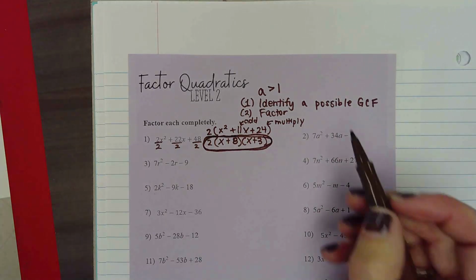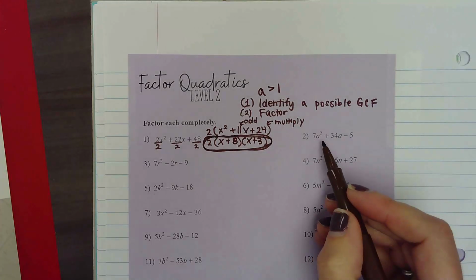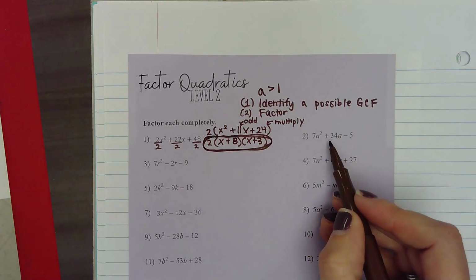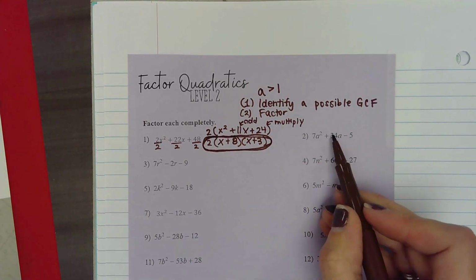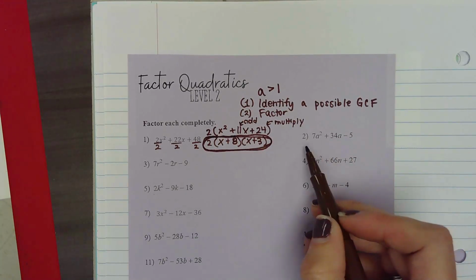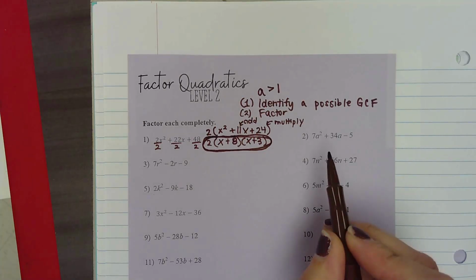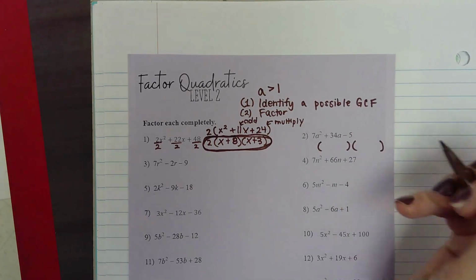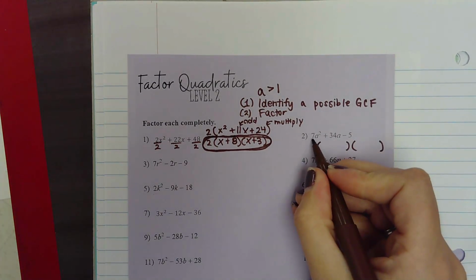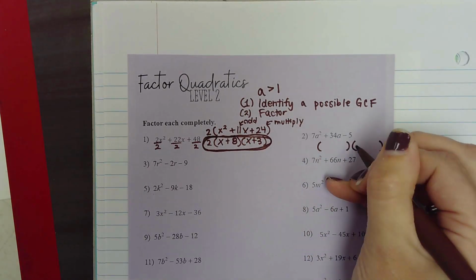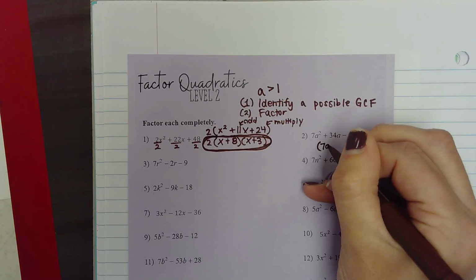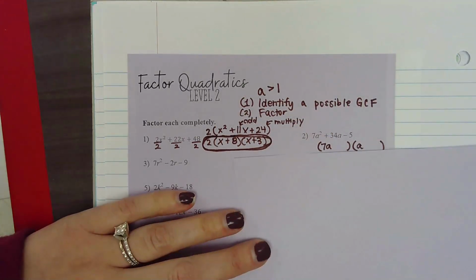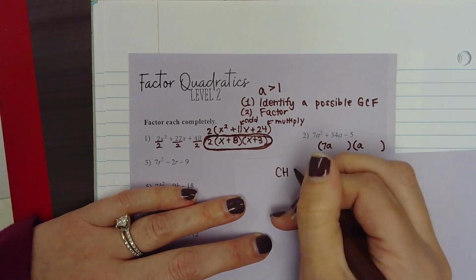Now sometimes step 1 can't happen, like in example 2. There is no GCF for all 3 of these terms. I cannot divide everything by 7. These are not divisible by 7, or 2, or 3. I can't divide by any number. When this happens, I set up my 2 factors with what I know must be true. If this first term is 7a squared, my first values must be 7a and a, because when you double distribute, those are the only 2 values that give you 7a squared.